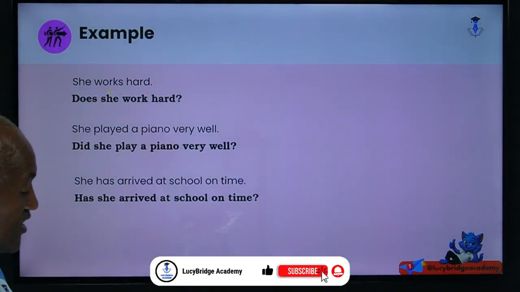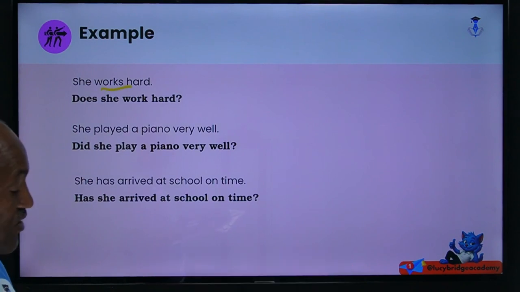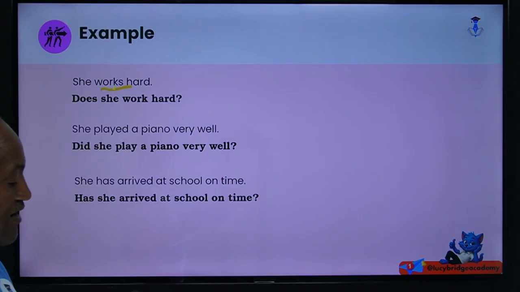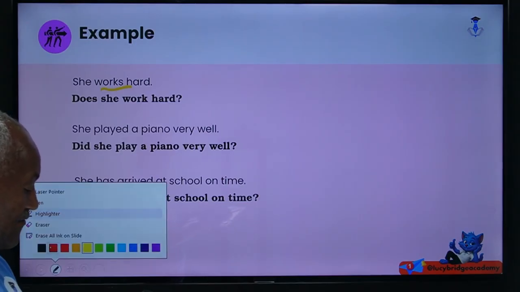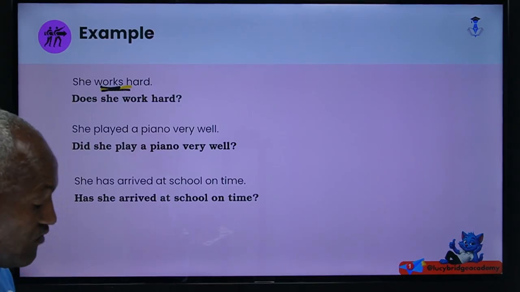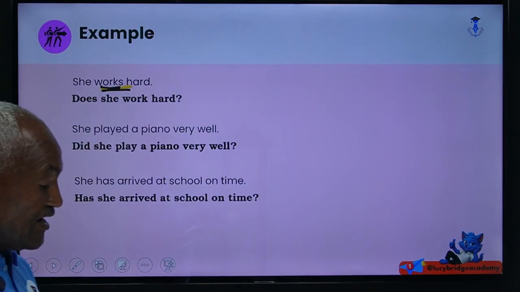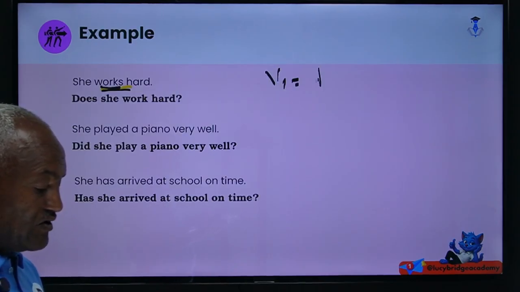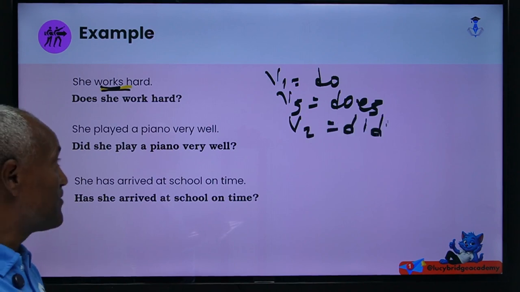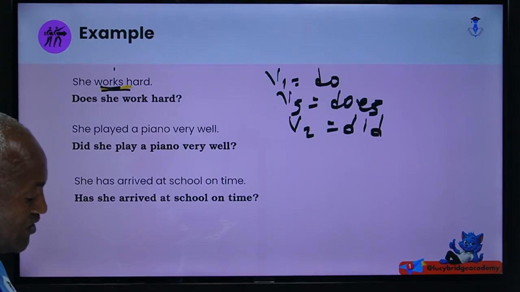For instance, here: she works hard. Look, do we have any auxiliary verb here? Now, I hope you are very familiar with the auxiliary verbs. These are the auxiliary verbs. So when we see here, do we have any auxiliary verb? Here we don't have an auxiliary verb. As I told you, if we don't have an auxiliary verb, we go to the do families. If the verb is verb 1, we use do. If the verb is verb s, we use does. And if the verb is verb 2, we use did. This is what you have to remember. Therefore, now here, this works is what? Verb s. That is why we use does here.